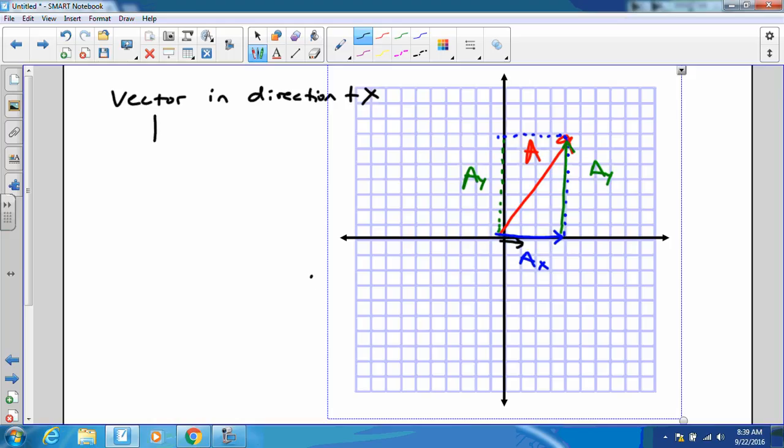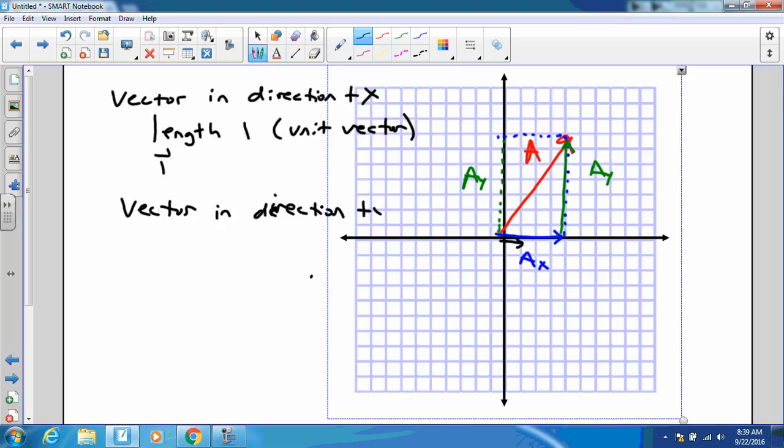So a vector in the direction of plus x and a length of 1, which is a unit vector. And we're going to think of the x component. We're going to call this vector I with a hat. Likewise, we're going to have a vector in the direction plus y and a length of 1. We're going to call that vector J.